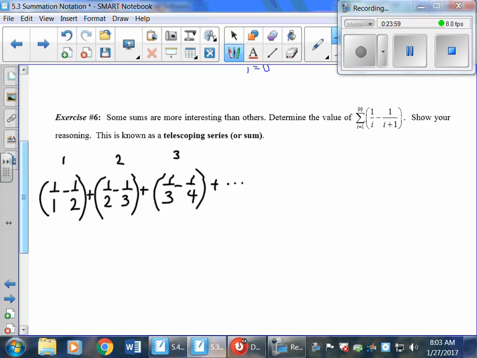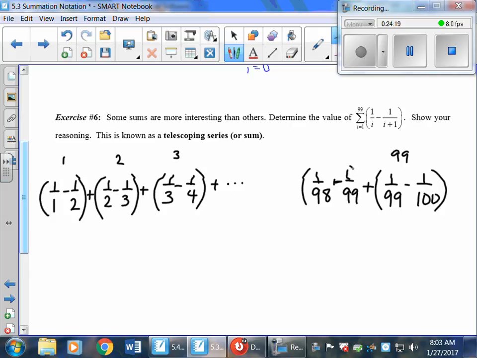And now I can very easily come up to 99. So the very last term is going to be 1 over 99 minus 1 over 100. All right, what's the term before that going to look like? 1 over 98 minus 1 over 99. Remember, that's a minus sign.